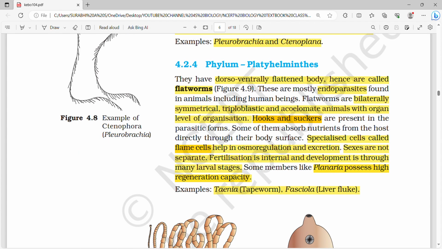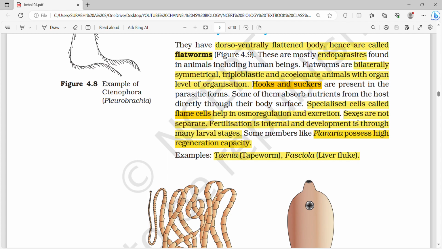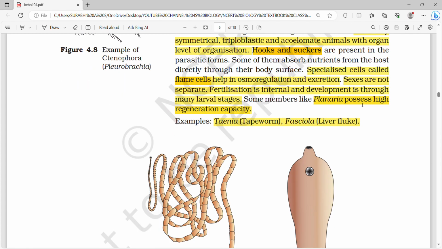Next phylum is Platyhelminthes. They have a dorso-ventrally flattened body, hence are called flatworms. They are mostly endoparasites. They are bilaterally symmetrical, triploblastic, acoelomate animals with organ level of organization. So from here, organ level of organization. The main property is they have hooks and suckers present in the parasitic forms. They also have specialized cells called flame cells which help in osmoregulation and excretion.